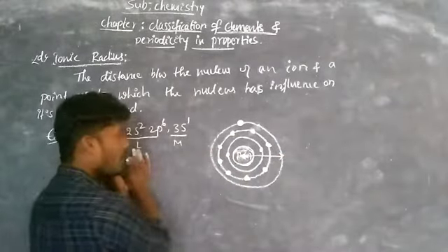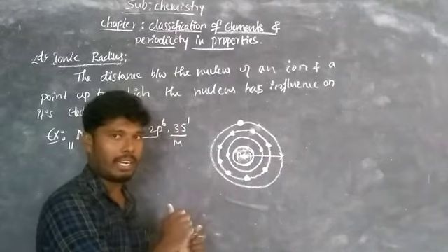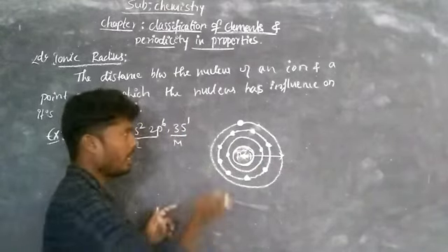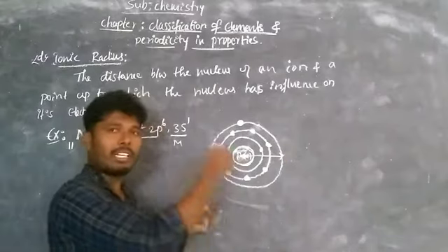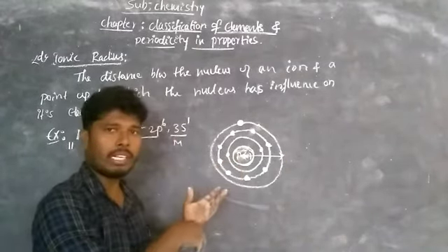Now sodium is an atom, so we call this the atomic radii, not the ionic radii. When we remove electrons from this one, you get an ion. When we add electrons to this one, you also get an ion.